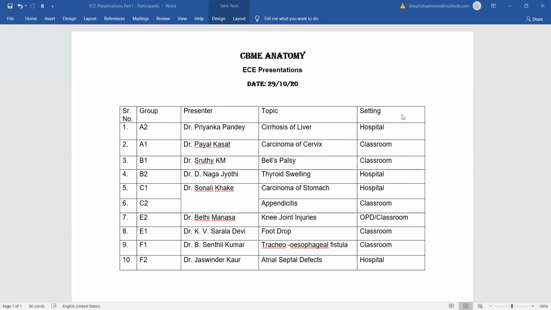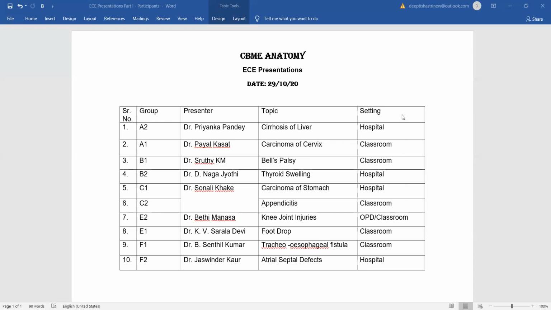Dr. Sonali Khake from Group C, she'll be presenting for both C1 and C2 on CA stomach and appendicitis in hospital setup. Dr. Manasa will be presenting on knee joint injuries from E2 group in classroom setup. Next will be Dr. KV Sarla Devi. She is from group A1, E1. She'll be presenting on foot drop in OPD or classroom setup.